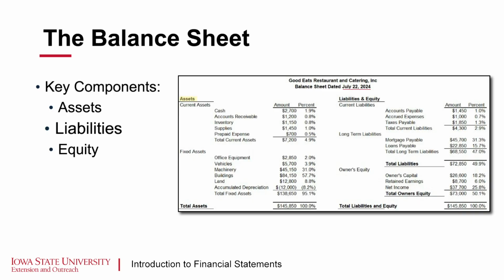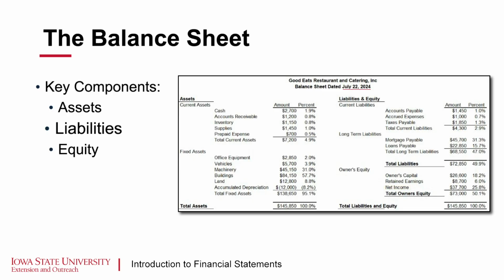Key components include assets, which are things the business owns, like cash, inventory, and equipment; liabilities, which are any financial obligations the company owes, like taxes, a loan, or an accounts payable balance; and equity, which is the business value if all assets were sold and all liabilities were paid off. Equity includes things like a business owner's paid-in capital, a company's retained earnings, and net income.